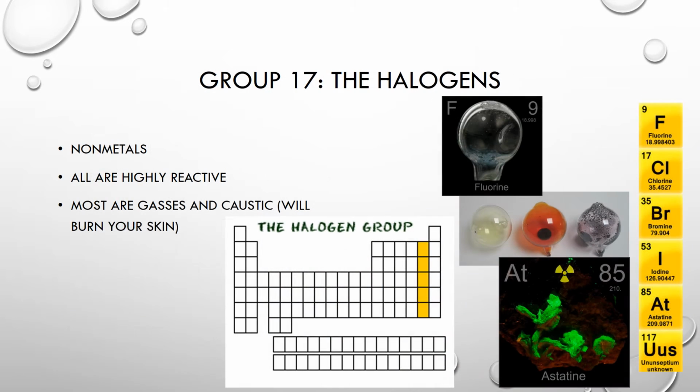So on the right hand side, these guys are nonmetals. They're all highly reactive. You might have heard of chlorine gas or fluorine gas. These guys like to react with everything, and most of them are caustic. They will burn your skin. This is also the group that has the rarest element of all, and surprisingly, it's not ununseptium, but actually astatine, which is a naturally occurring element. It is just really, really rare. So these guys will burn your face off if you encounter them.